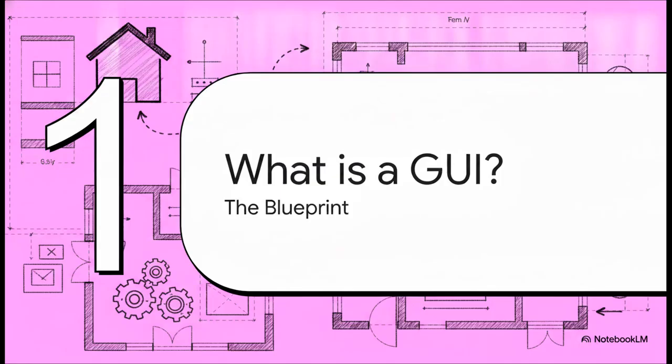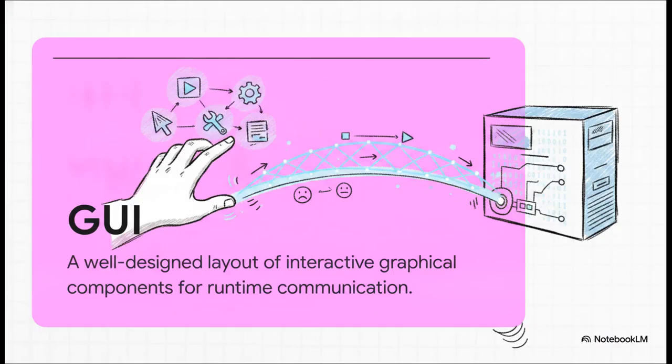What is a GUI? The blueprint. So, according to our source material, a GUI, or Graphical User Interface, is a well-designed layout of interactive graphical components, and its entire purpose is to allow runtime user-program communication. Because think about it, without a GUI, you literally just have a silent machine computing ones and zeros in the dark. The GUI is that vital, expressive bridge between what the human needs and cold machine logic.